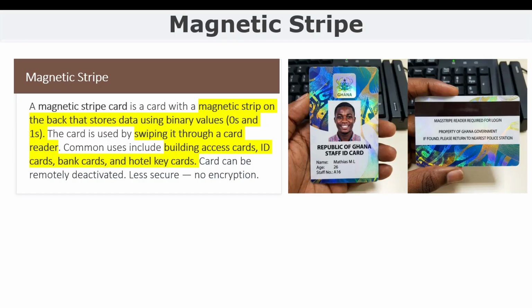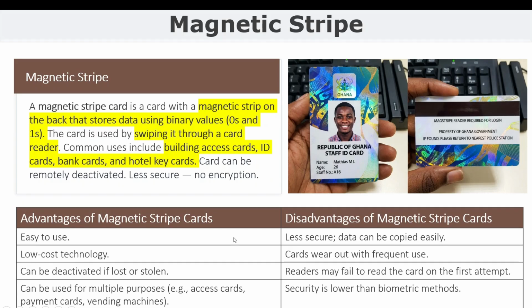So, this is a typical example of a magnetic card where the person's details are at the front, and then you have the magnetic stripe at the back of the card. There are some advantages to the use of the magnetic stripe card. It's easy to use and not expensive, and it can be deactivated if you have lost it or someone has stolen it from you. Again, it can be used for multiple purposes. So you can have an access card.